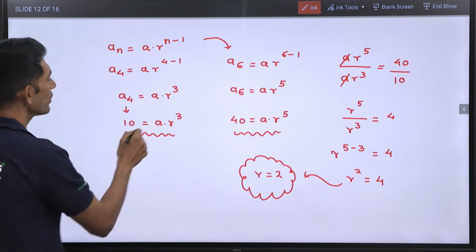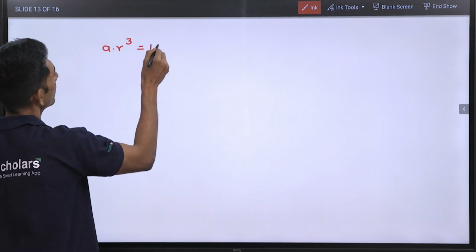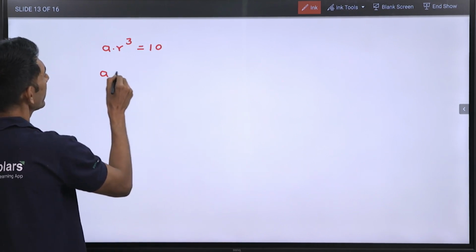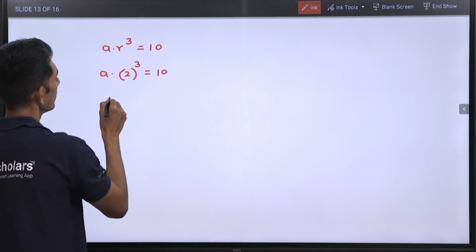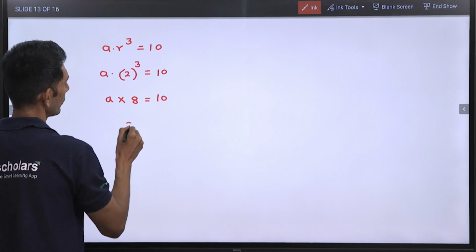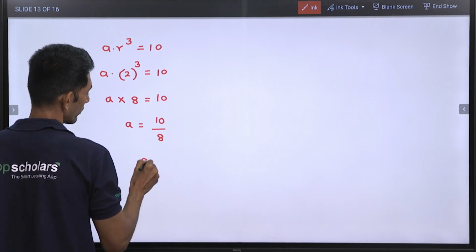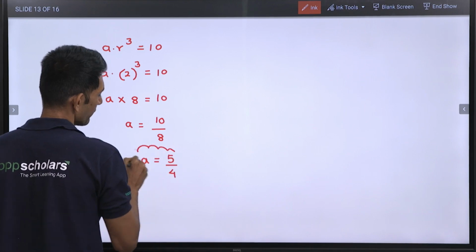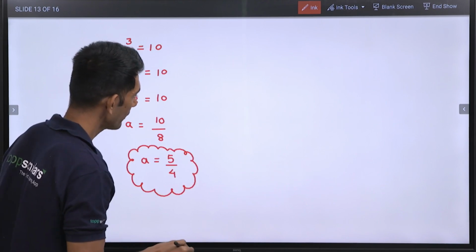Okay, so we have a into r cube as 10. A into r cube is 10. But what is r? R is 2. So a into 2 cube is 10. So a into 8 is 10. So a will be equal to 10 by 8. So a will be equal to 5 by 4, right? The value of a is 5 by 4, isn't it? And the value of r is 2.